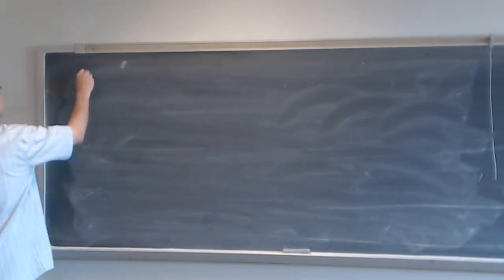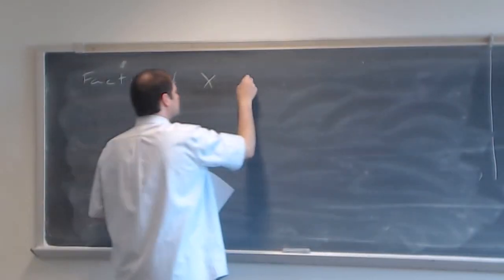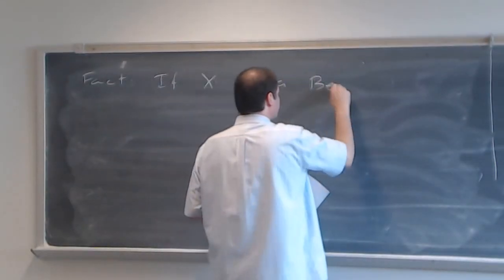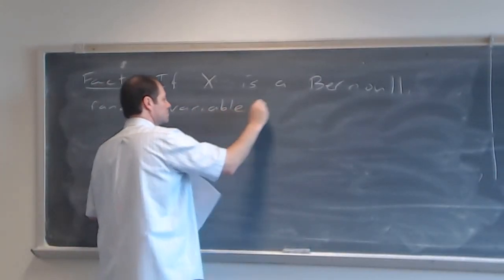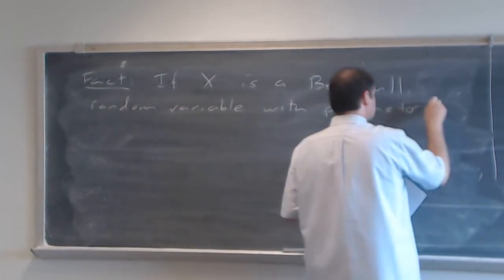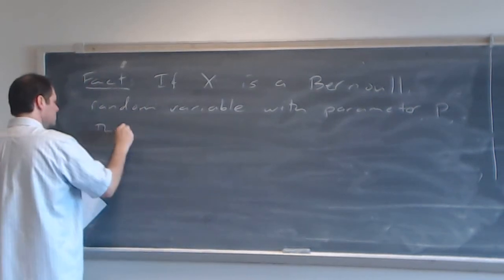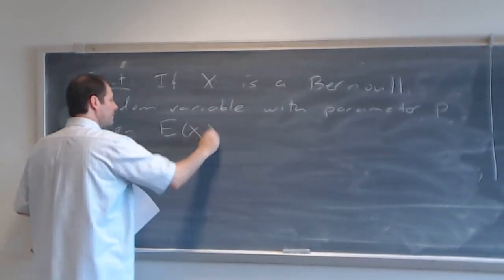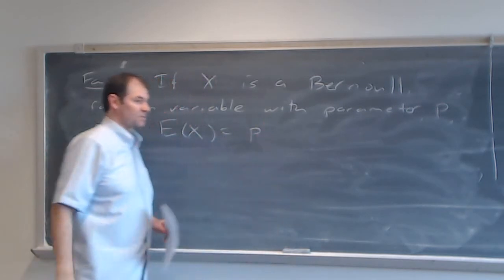Okay, as a fact, if X is a Bernoulli random variable with parameter p, then the expected value of X is equal to p. Let's prove that.